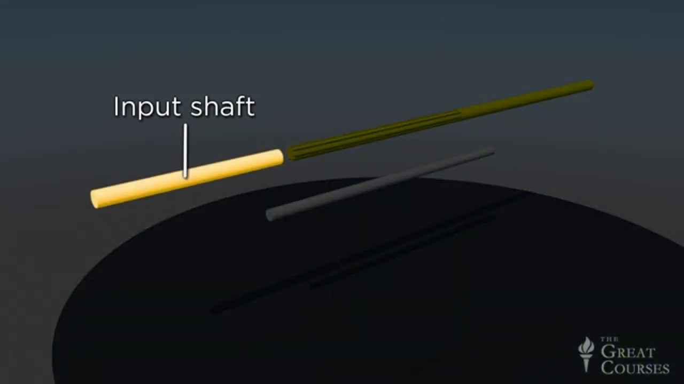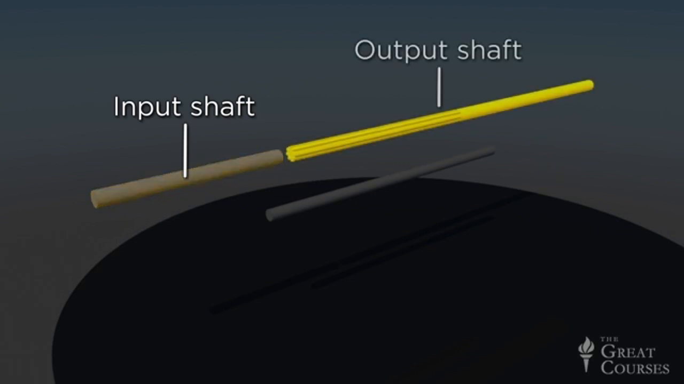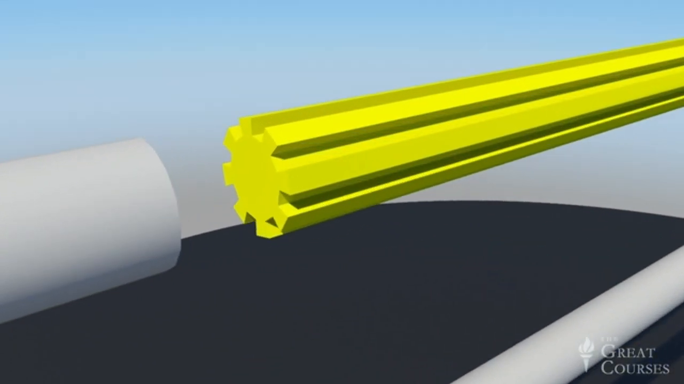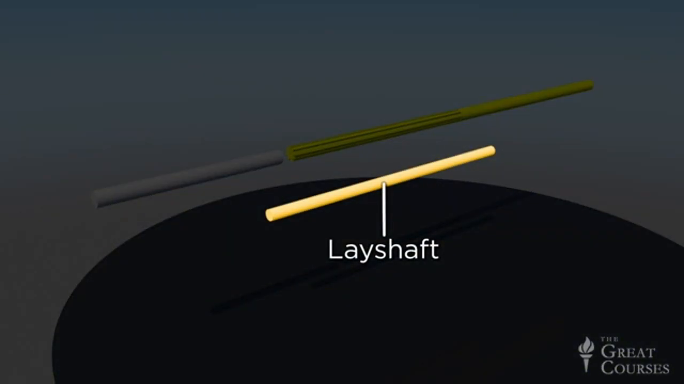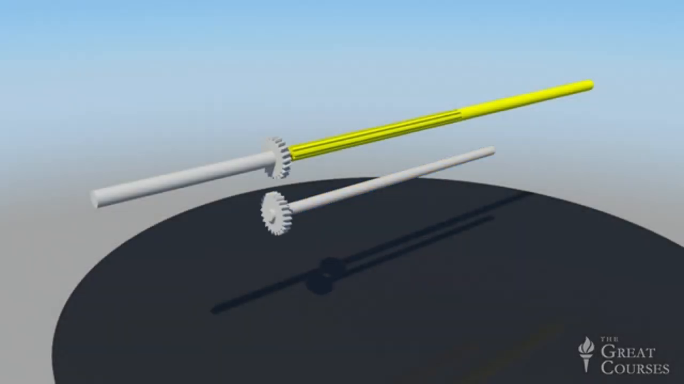This is the input shaft, which connects to the engine. And here's the output shaft, or drive shaft, which sends power back to the drive wheels. Note that the drive shaft has grooves called splines running along its length. We'll see what they're for in just a moment. Now, within the gearbox, power is transmitted from one shaft to the other through a third shaft, called the lay shaft, which engages with the input shaft through a pair of gears that are permanently fixed to their respective shafts. Thus, whenever the input shaft turns, the lay shaft turns.